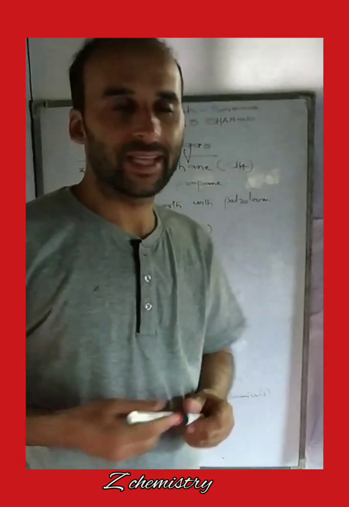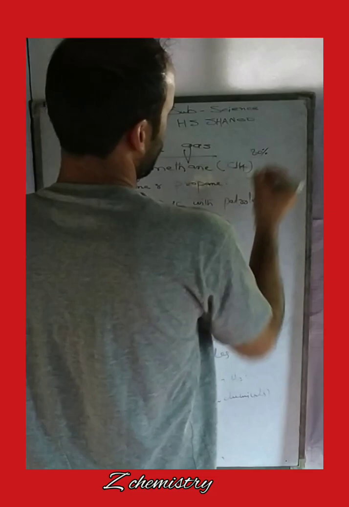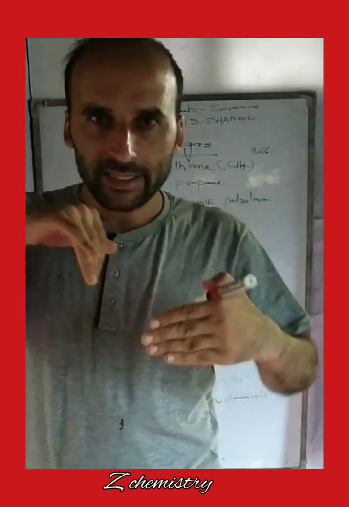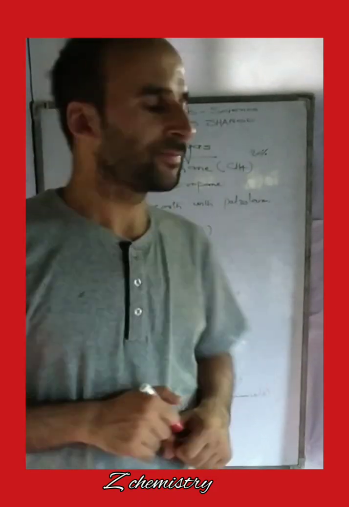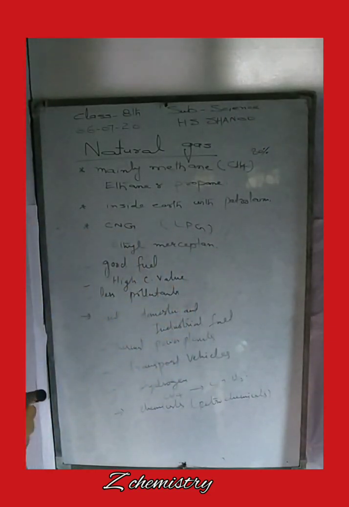Natural gas is also considered a fossil fuel, or we can state that it is also a fuel. In this case, natural gas is mainly composed of methane, and the composition of methane here is about 80%, along with a little proportion of ethane and propane. This natural gas is found inside the Earth's crust, along with petroleum, or in association with petroleum products.